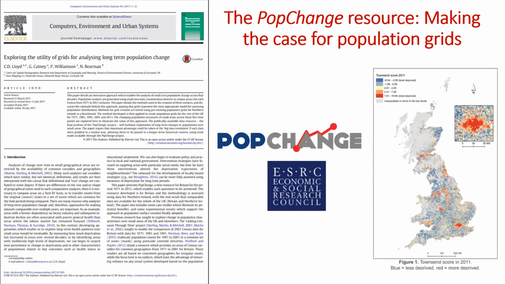So just to quickly say, there's the resource. If you just Google pop change, you'll find it. You do have to register with an email address, and then the data are all yours to play with. The project was funded by the Economic and Social Research Council, and there is a supporting paper in Computers, Environment and Urban Systems describing the resource as well. The map to the right is something called the Townsend score, which some people may be familiar with. It's a composite measure of deprivation, and that's shown for 2011.